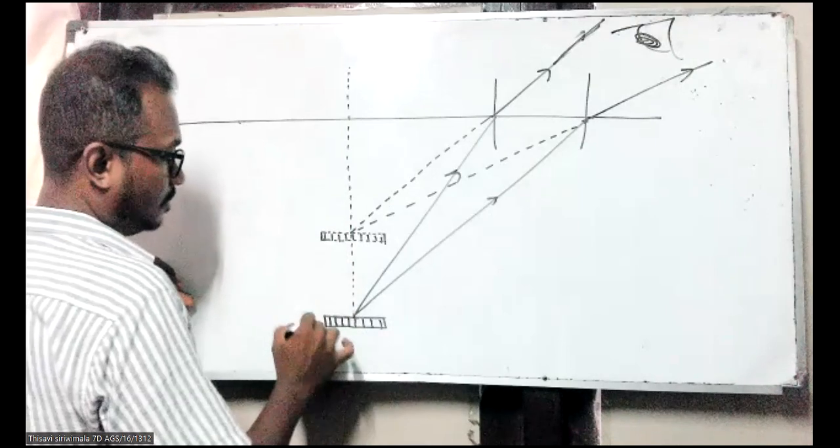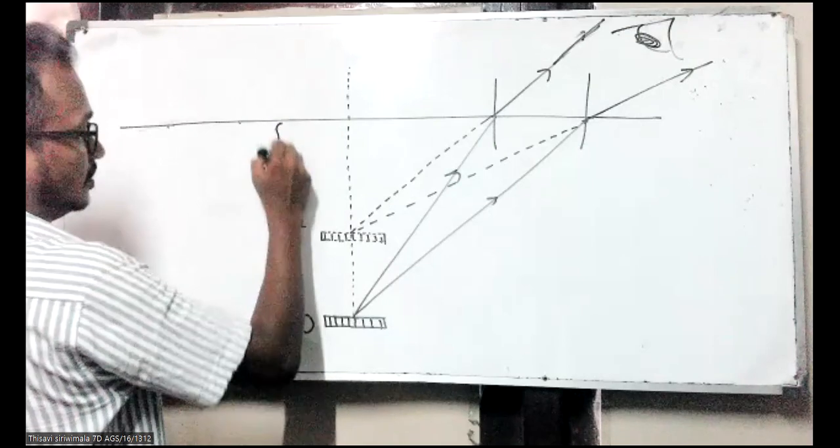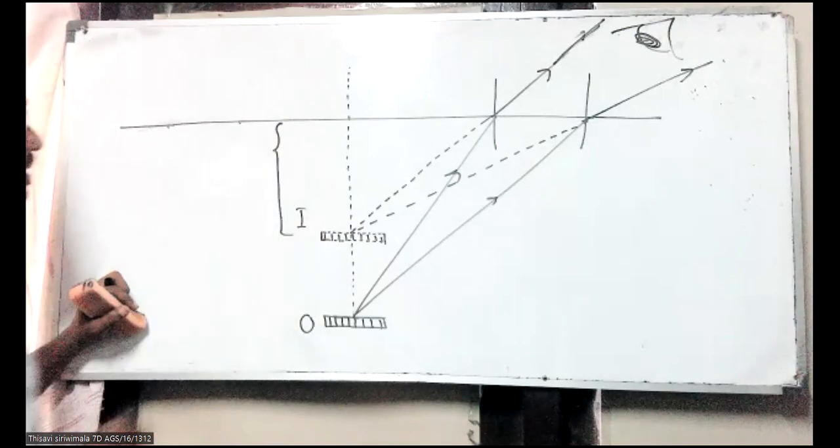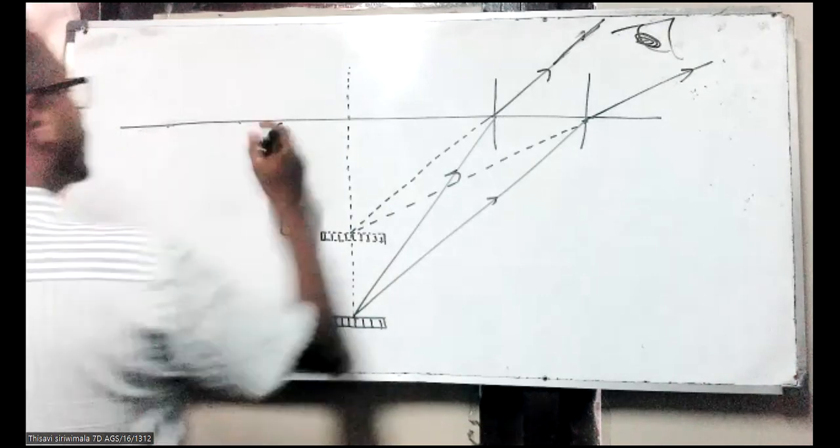So this is object, this is image. Right? So this distance is called apparent depth.